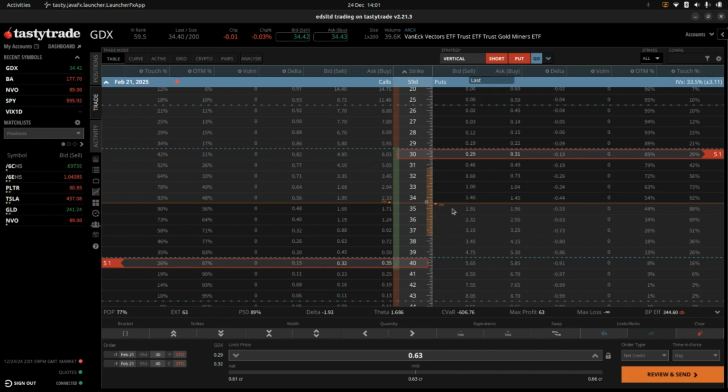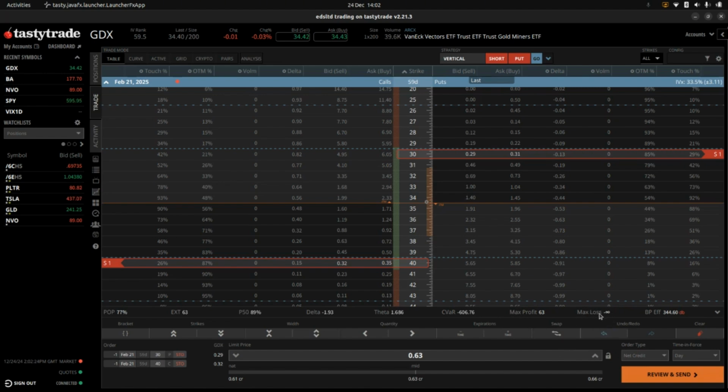Now, the premium that we collect up front is shown here, which is 63 cents. There's a contract multiplier of 100 for equities. Each contract controls 100 shares of the underlying, which means you'd multiply this number out by 100, which gives us a max profit of $63. So we would collect $63 up front, and we have a max loss of unlimited, as we can see here.